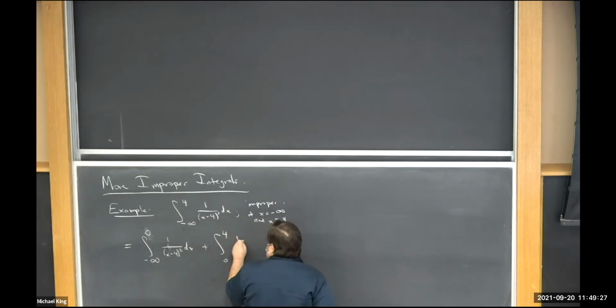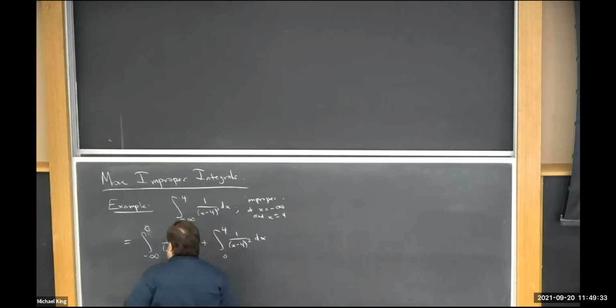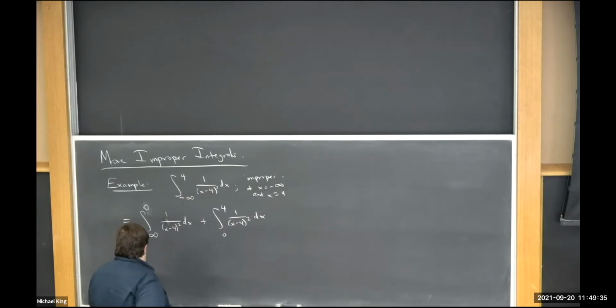So you could do something like this, break it up. And then these both, by definition, are limits. And I really do want you to try to write these limits out. Here, I would have b going to minus infinity of the integral from b to 0.